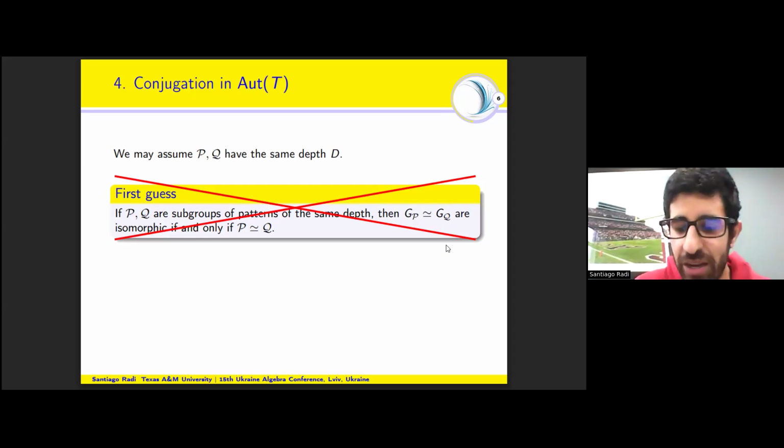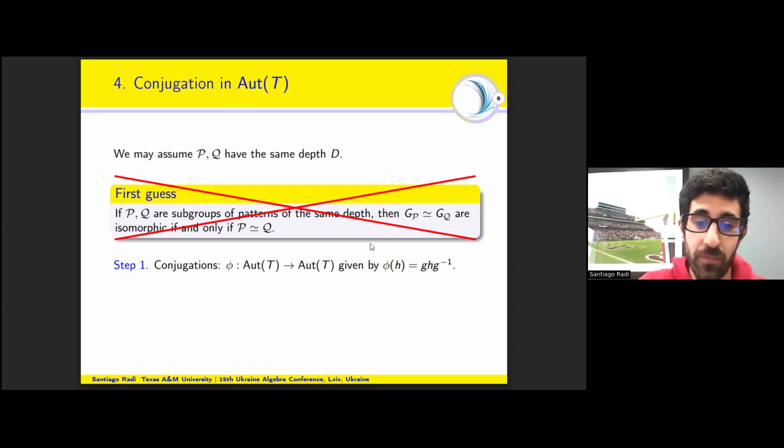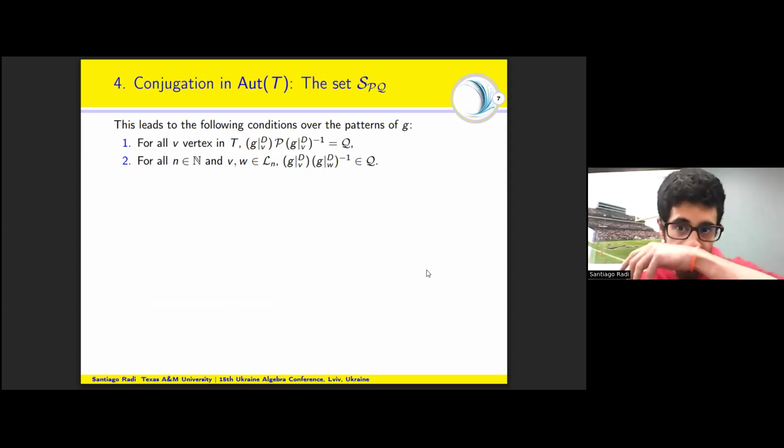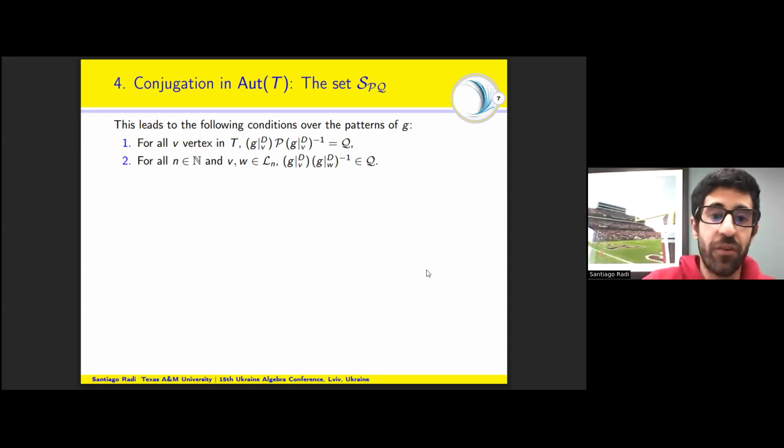So the first thing that we can try is using conjugations. So in Aut T, we take an element g in Aut T, and we have conjugations in Aut T. If we want phi to be an isomorphism between G_P and G_Q, what we want is that phi of G_P is inside G_Q, and phi minus 1 sends G_Q to G_P. If we impose that, we obtain two conditions over the conjugator g. The first is that for every vertex, the local action of g at that vertex has to conjugate P onto Q. And a second condition says that for every pair of vertices in the same level, the local actions are equivalent modulo Q.